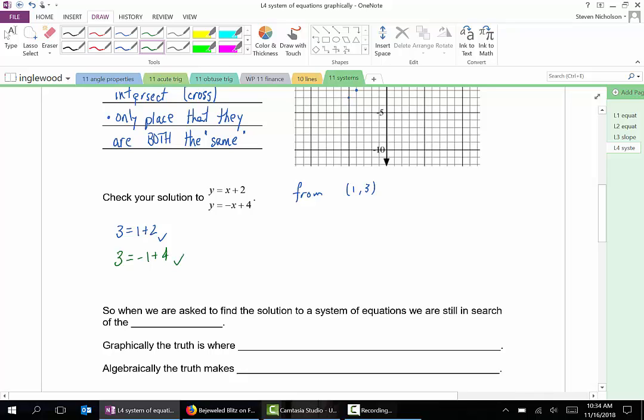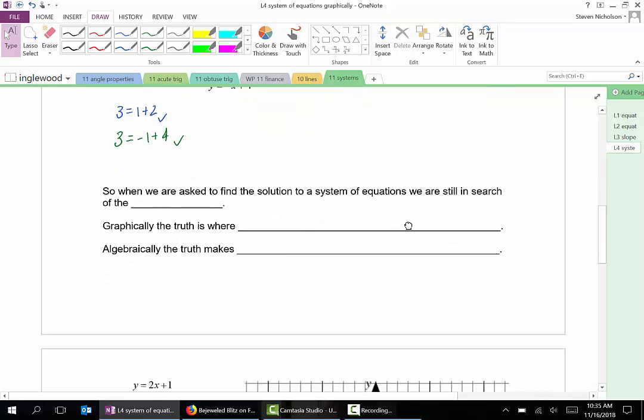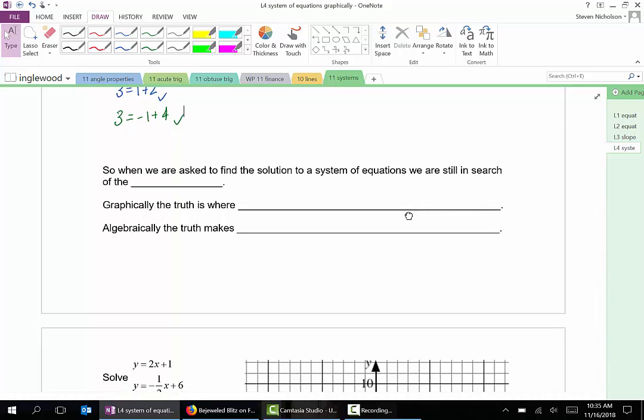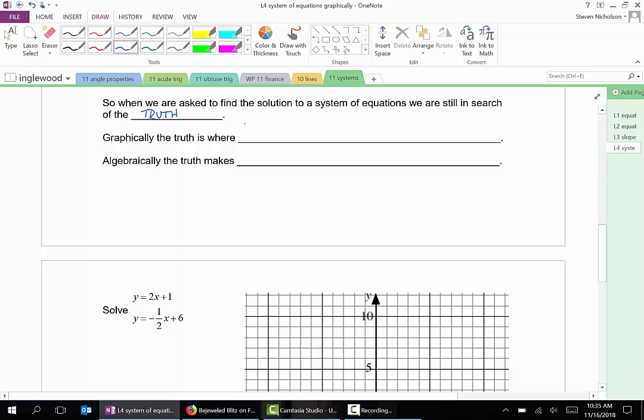So when we solved a system of equations in grade 10 graphically, we were really looking for the intersection point, and that intersection point tells you the truth. And that should sound familiar. Graphically, the truth is where the lines intersect or cross. And algebraically, the truth makes both equations work.